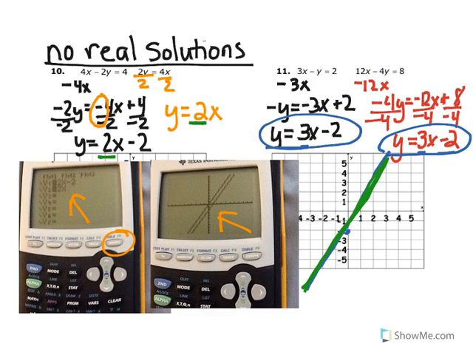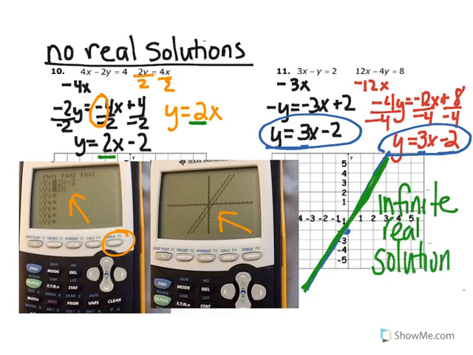So where are all the solutions on that one? What's the point where they are the same? Well, all of them are the same on these lines. So we are going to say there are an infinite number of real solutions. Infinite real solutions, or all real numbers. Every point on those two lines is the same. So there you go.